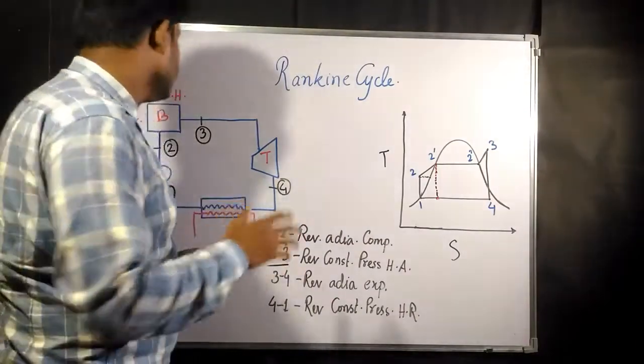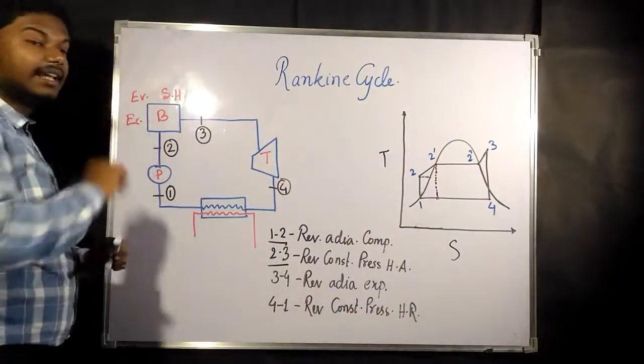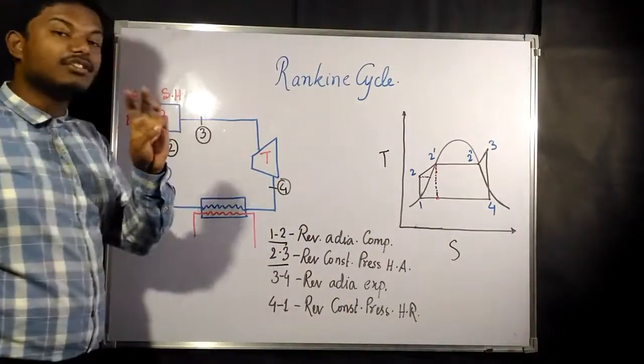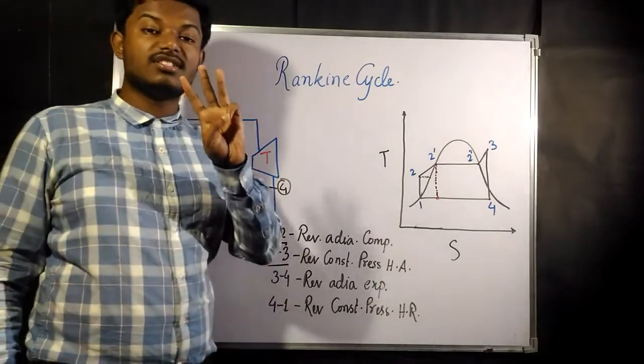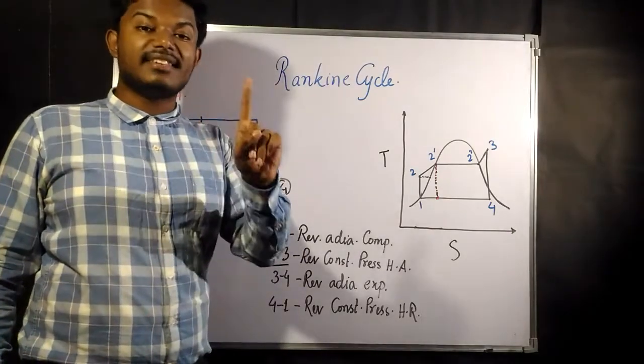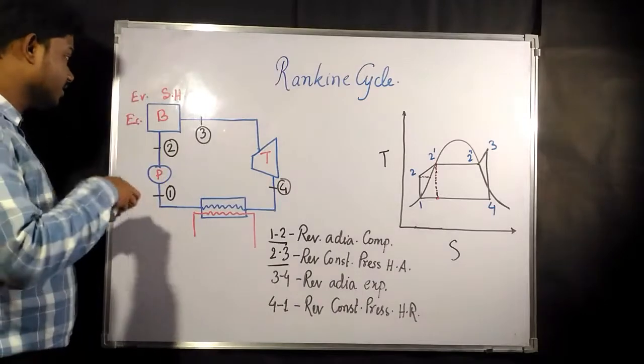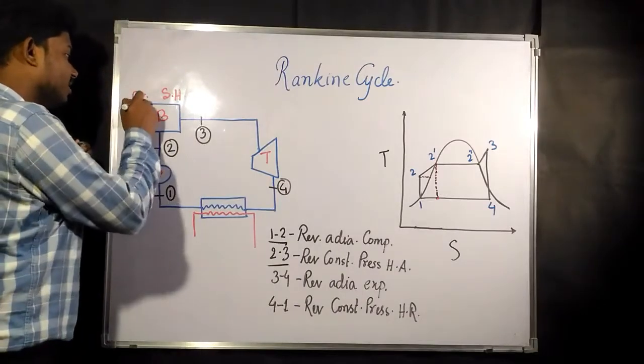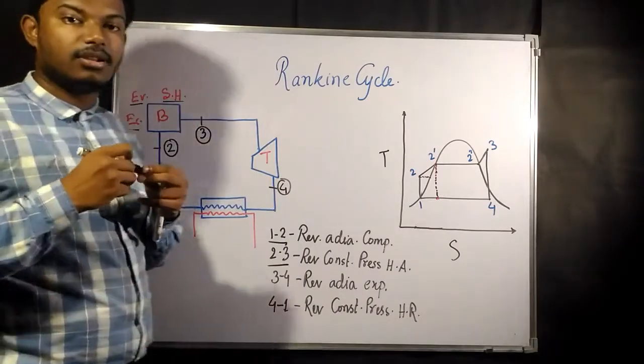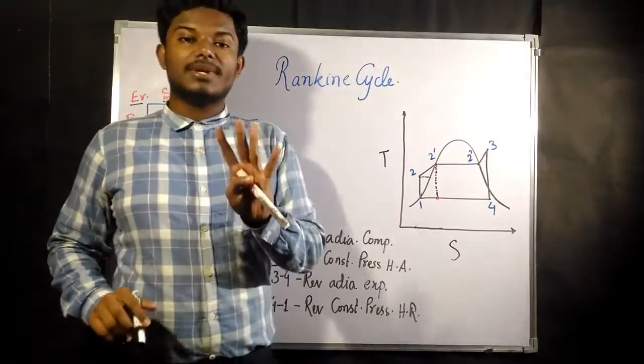Now in this Rankine cycle, the boiler consists of three other parts. One is the economizer, one is the evaporator, and one is the superheater. Now what is the economizer?